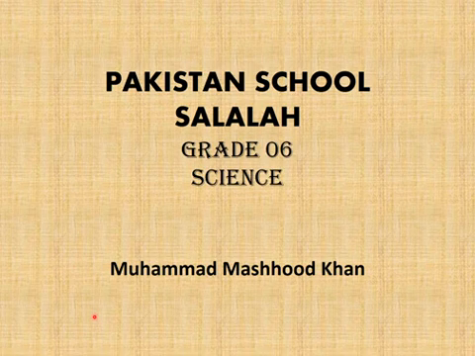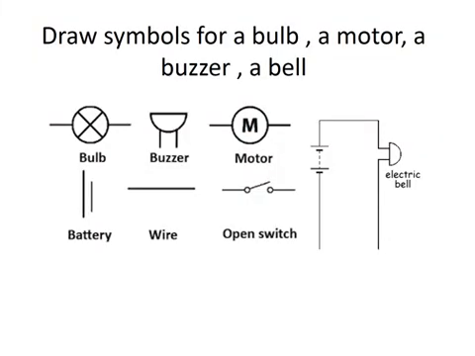This is your science teacher, Muhammad Mashood Khan, and today we are going to discuss the question answers of chapter number 4, that is electrical circuits, page number 54. So the question number 1 is, draw symbols for a bulb, a motor, a buzzer and a bell.